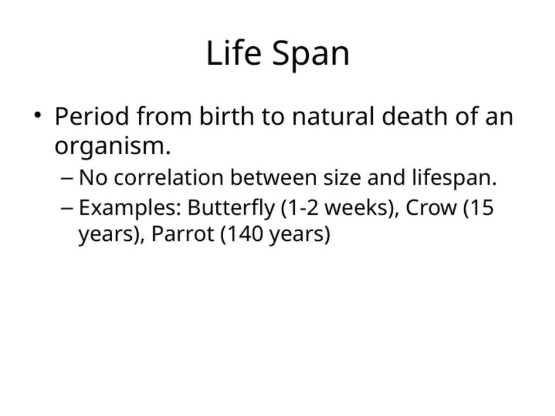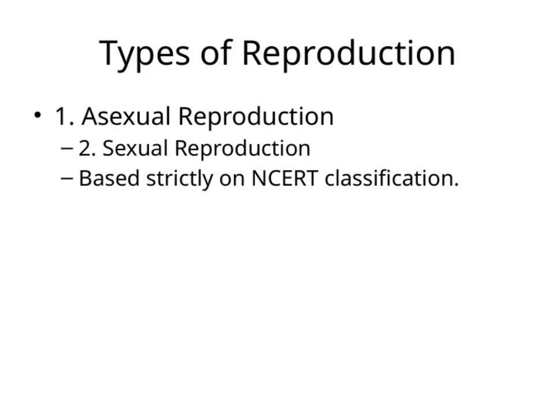This diversity really highlights how lifespan isn't simply determined by size, but rather by a complex mix of biological and environmental factors. Understanding these differences helps us see the incredible variety of life on Earth and how evolution shapes these patterns. Now let's look at the two main types of reproduction as classified strictly according to NCERT.